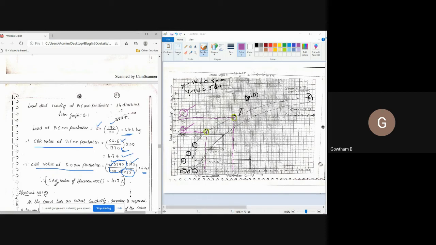Okay, now therefore the CBR value of specimen number 1 is how much? 4.7 percent. Okay, now repeat the steps for specimen number 2.